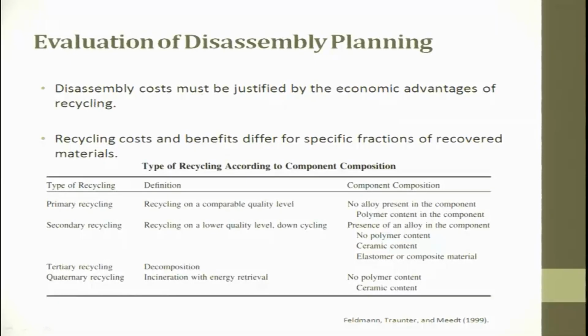The disassembly cost must be justified by the economic advantage of recycling. The recycling cost and benefit differ for a specific fraction of recovered material. There are three types of recovery: primary recycling, secondary recycling, and tertiary recycling. Primary recycling is recycling at a comparable quality level. Secondary recycling is at a lower quality level, and the tertiary level is decomposition.